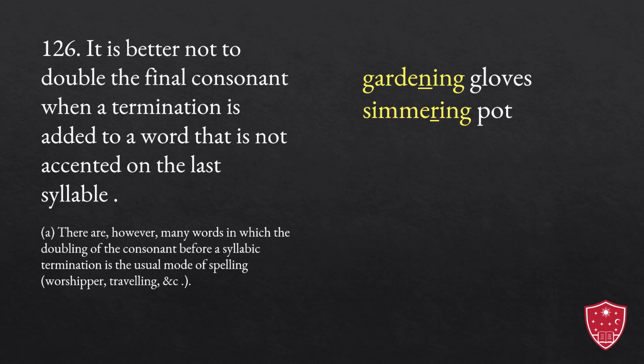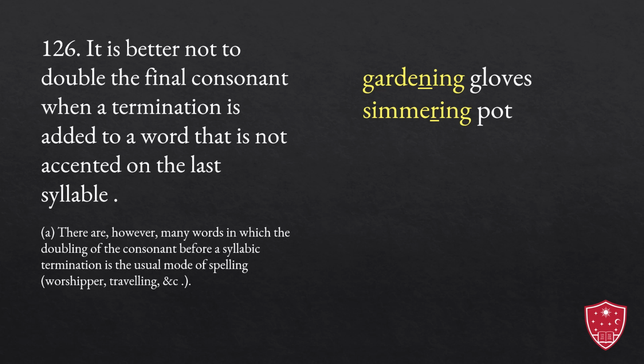Well, in Article 126, we're learning that in some places we don't need to double the consonant. So, Article 126 reads, "It is better not to double the final consonant when a termination like the ing ending is added to a word that is not accented on the last syllable." So if we have a verb that's made up of more than one syllable and it's not accented on the last syllable, we usually don't double the consonant at the end of the verb when we form the present participle.